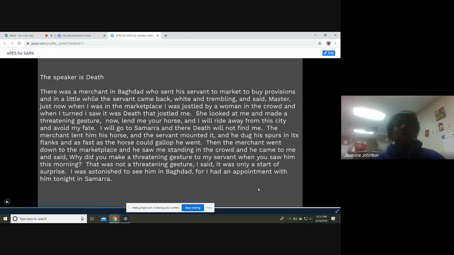All right, so if I had this on a piece of paper, I would actually go through and annotate it. So I would circle some things and highlight some things like the characters. There's the merchant, there's Death, there's the servant. I would make sure I understood the word provisions and what does that mean, and the word jostled. So for the sake of time, I'm not going to look those up, but you would need to do that if you were doing this for real, okay? So when you do your own, make sure you know what all the words in the story mean, as well as the words in the question.